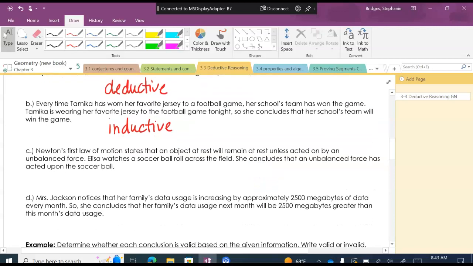All right. C says Newton's first law of motion states that an object at rest will remain at rest unless acted on by an unbalanced force. Alyssa watches a soccer ball roll across the field. She concludes that an unbalanced force has acted upon the soccer ball. What would that be? Deductive, yep.